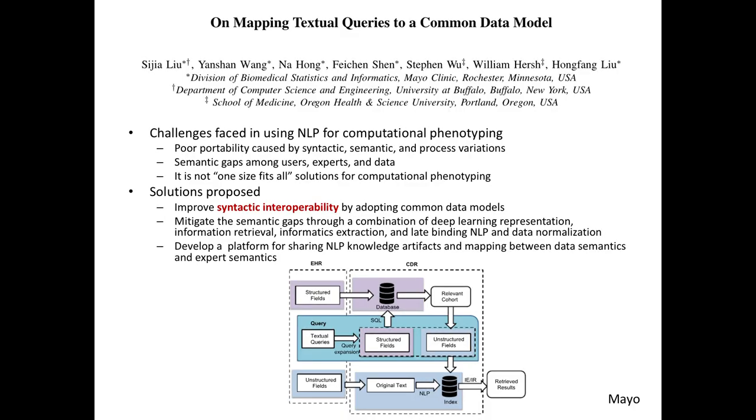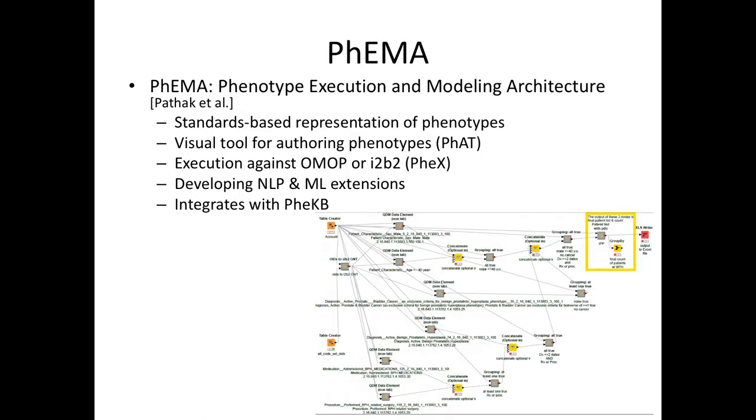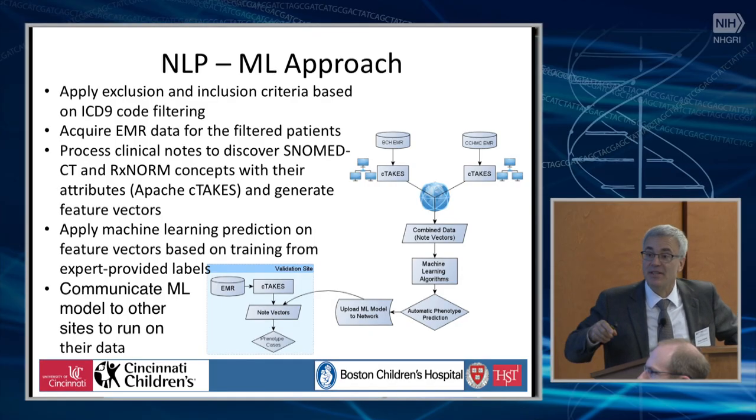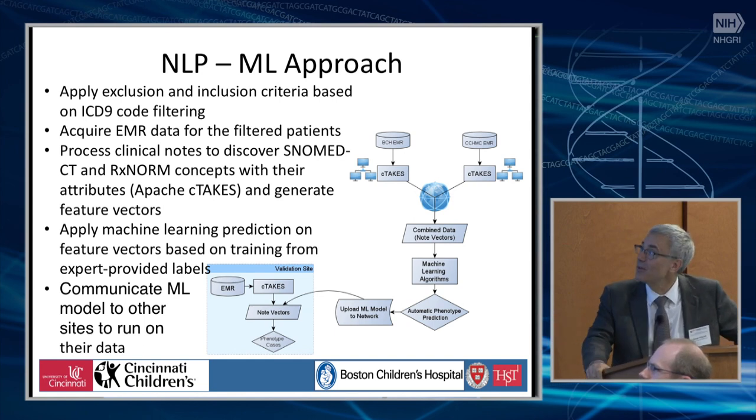Further work on, this is Mayo, syntactic interoperability related to natural language processing and phenotyping. Again, I'm just going to go through the tools quickly so that we have time for questions and further discussion. The phenotype execution and modeling architecture is producing sophisticated tools that help us build them, especially if they're built as traditional rules, but also if you do machine learning, that can be a module that then creates coefficients. It's been extended to the models that we're using, like OMOP and I2B2, and incorporating natural language processing and machine learning. And that's been funded for the next cycle, so that's still relevant to us going forward.